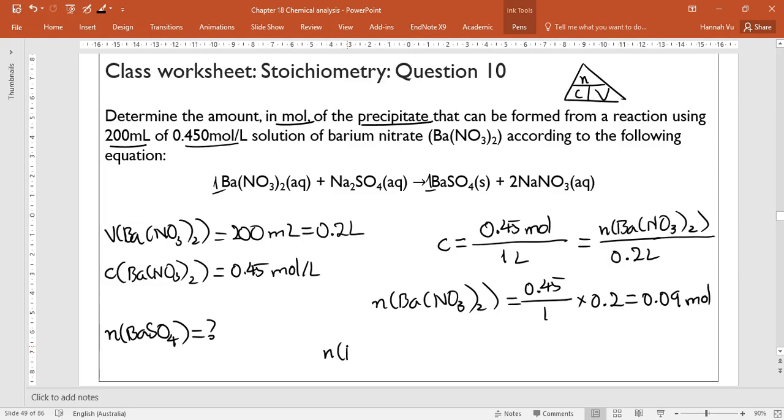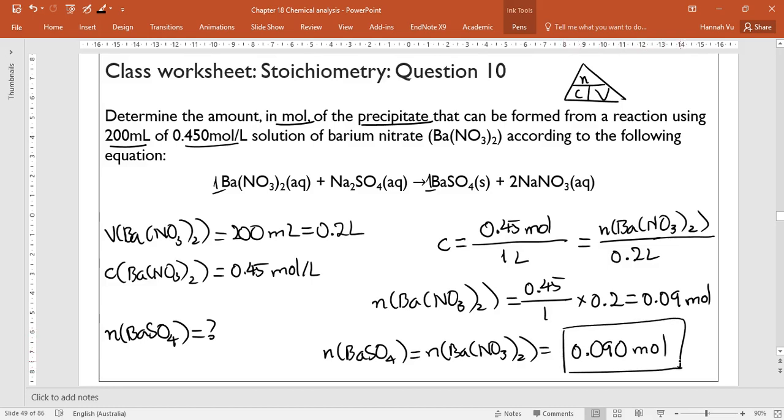All right, the number of mole of barium sulfate is the same as the number of mole of barium nitrate because of a one-to-one ratio from the equation. So I am going to skip that step. So this is 0.09 mole. Actually, I only need to find the mole, so I'm done. Maybe not, because I can't box a number. I need two significant figures, 0.090. Final answer? Easy. That's question 10.